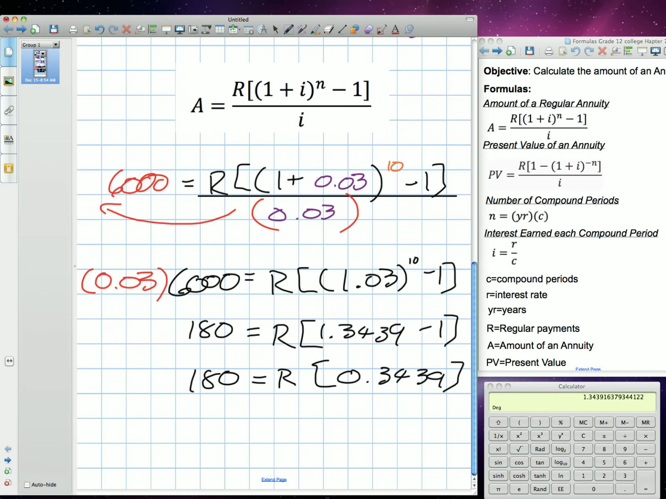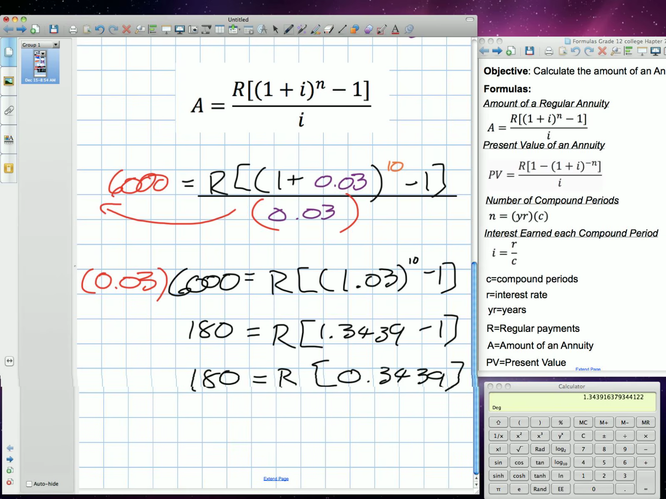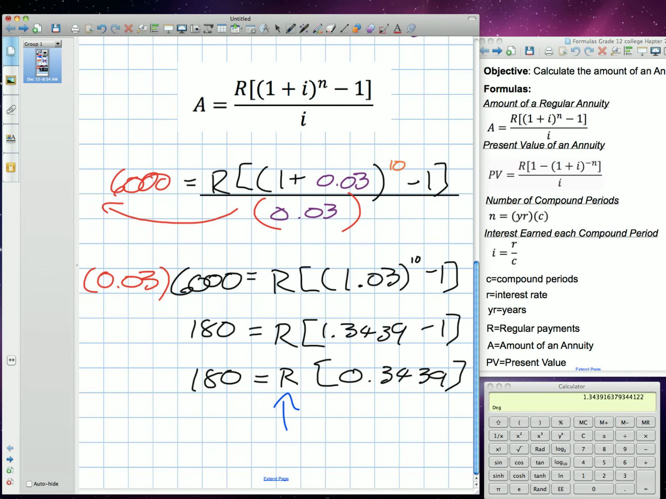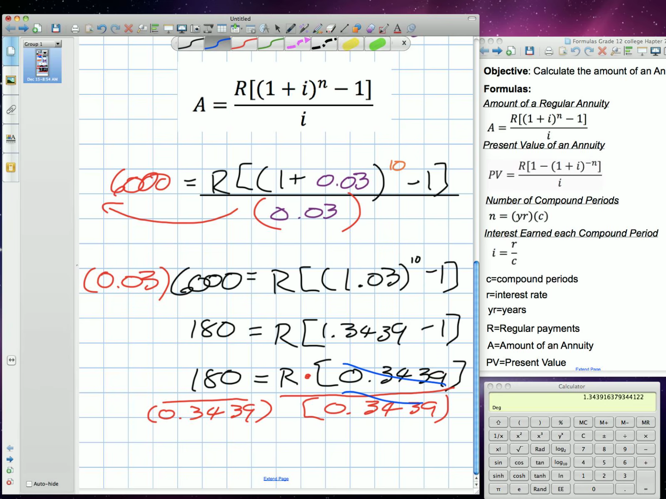And now in order to isolate this R, what do I have to do? What do I have to move here? Yeah, and in order to do that, what do I have to do? Close. Divide. This says multiplied by. R times this. So in order to move it to the other side of the equation, we need to divide both sides of the equation by this much. Okay? So on the right side of the equation, they're going to cancel out, and we're left with just R.